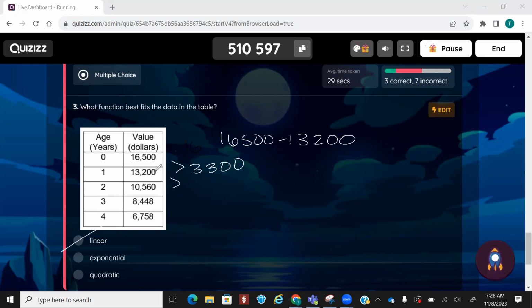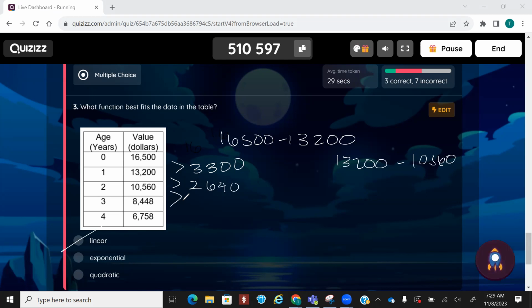Now let's go ahead and find that first difference again. What's 13,200 minus 10,560? 2,680 or 2,640. So it matters. We have to make sure it's right. We can't do a rough estimate. So we've got 13,200 minus 10,560. That's going to be 2,640. You were close. All right, what about the next one?